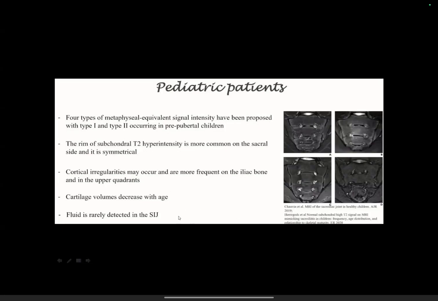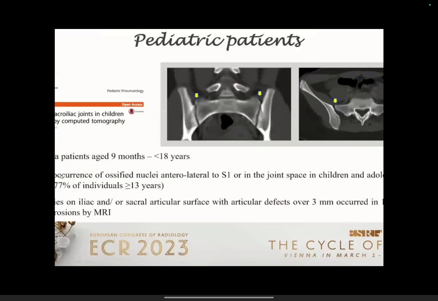So there are several types of it. You can take a screenshot of this, and this paper elicits the pattern of marrow signal abnormality in the growing age group, and these are not disease; they are part of normal variant anatomy. So does this paper, yeah.